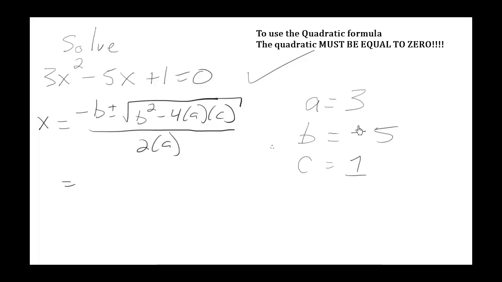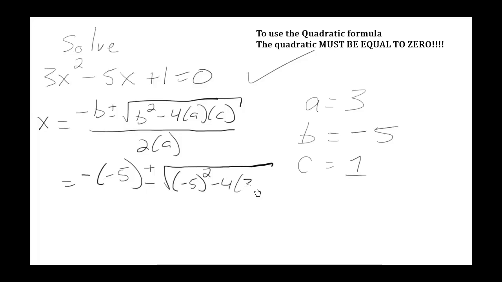And now just replace the letters with the numbers that they are for this problem and be very careful. So start with the minus sign, then plug b in, make my sign changes accordingly. Plus or minus big square root sign, parenthesis, minus 5 squared, minus 4 times a, which is 3, times c, which is 1, all divided by 2 times a, which is 3. Okay, next up, simplify.